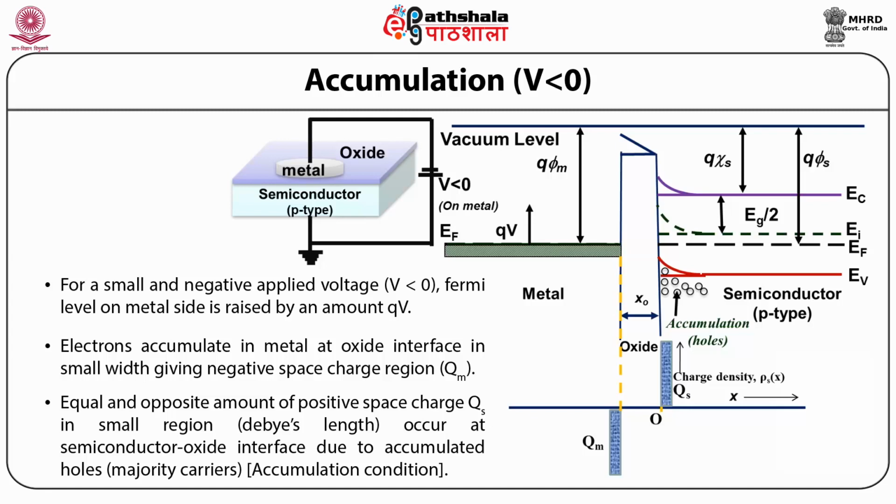Now students, we already know that the carrier density in the semiconductor is p = ni exp((Ei − EF)/kT). So the upward bending of the energy band causes an increase in Ei minus EF, implying an enhanced concentration of holes near the oxide-semiconductor interface, which is called the accumulation condition.